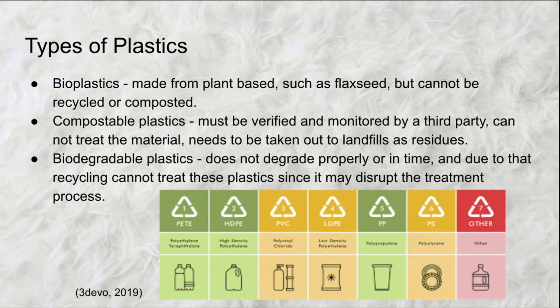Types of plastic. There are 3 types of plastic. One is bioplastic, made from plants, such as flaxseed, but it cannot be recycled or composted. Compostable plastics must be verified and monitored by a third party, cannot treat the material, and need to be taken out to landfill as residues. Biodegradable plastic does not degrade properly or in time, and due to that, recycling cannot treat these plastics since they may disrupt the treatment process.